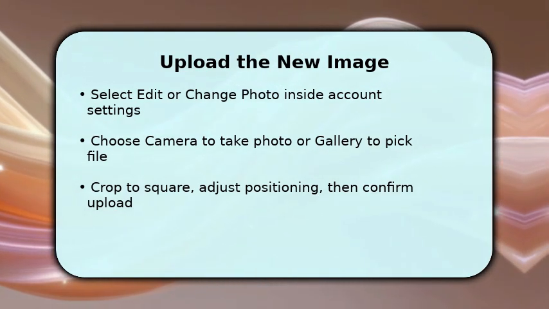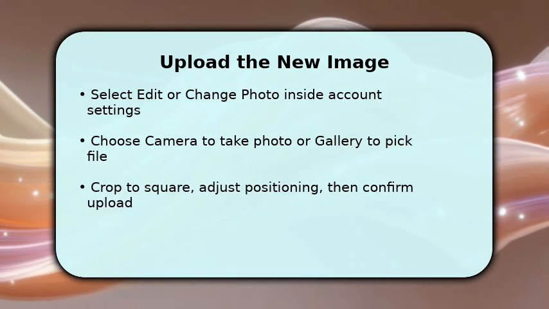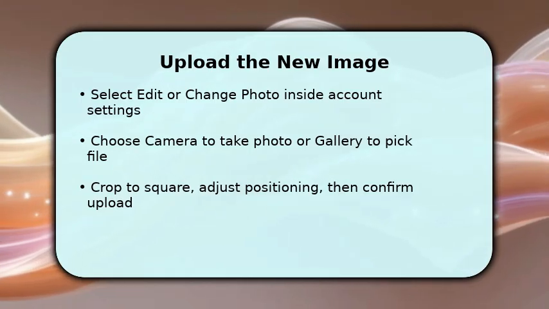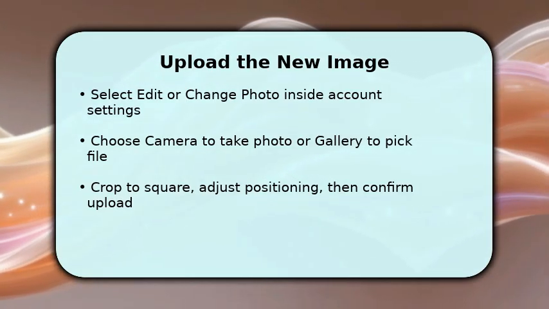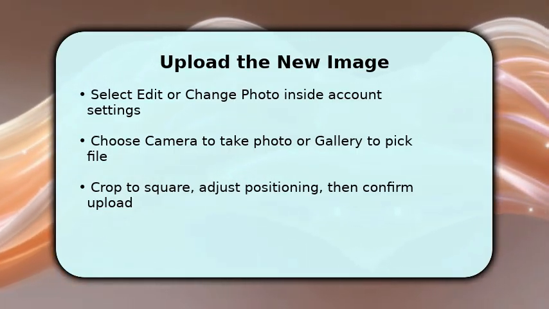When the picker opens, select the image and allow any permission requests. Next, use the built-in cropper to make the image square and center the restaurant logo or signage so it's readable at thumbnails. After cropping, hit Confirm or Upload.